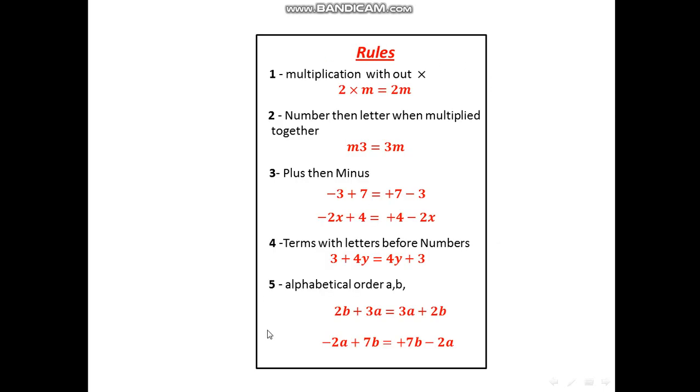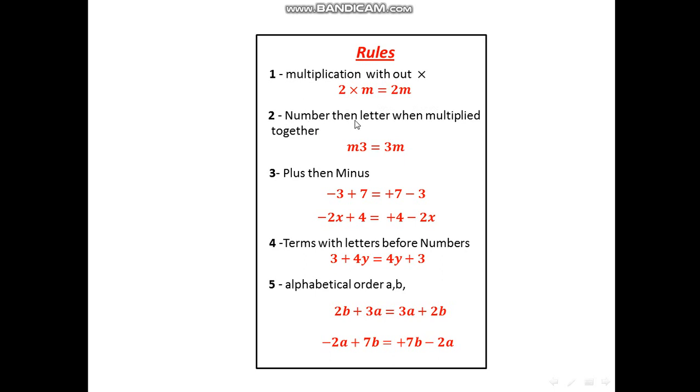So we have here the rules. I concentrated the rules in this way. I did write them in video 8, but I made it like this. Maybe it looks easier for you. So the rules are: 1. Multiplication sign. When you see a multiplication sign in an equation, just take it out. So it looks like 2m, not 2 multiplied by m, 2m.